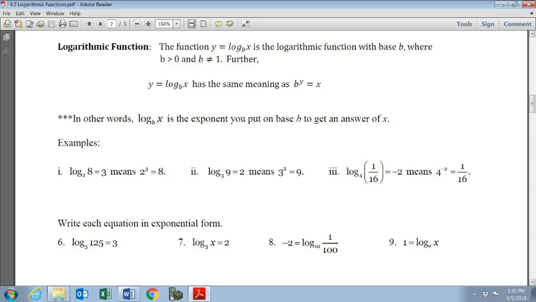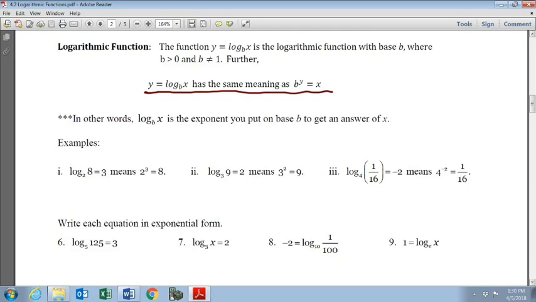We also learned that for exponential functions, we didn't have an opposite function or an inverse function. We now do. It's called the logarithmic function. And so that's what we're going to look at here. So our definition says the function y equals log base b of x is the logarithmic function with base b where b is greater than 0 and b does not equal 1. So that's just the same as it was with the exponential function. But the big thing is this definition here.